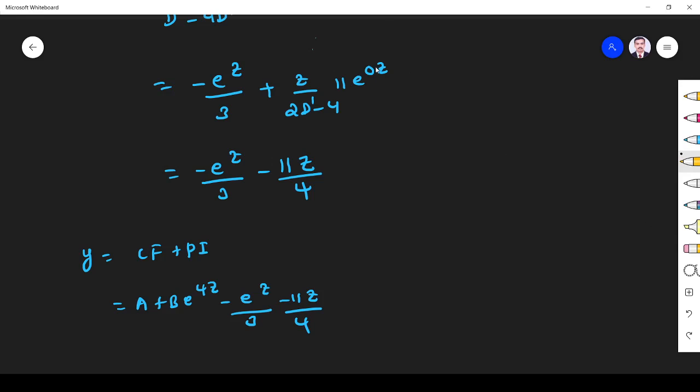Whenever we have e power az format, what we do is replace this D dash by a. So what will happen? z by 2 into 0 minus 4, so that is minus z by 4. That's what I have written here: minus z by 4. You can solve this by using type 1 itself, no need to go to type 3.